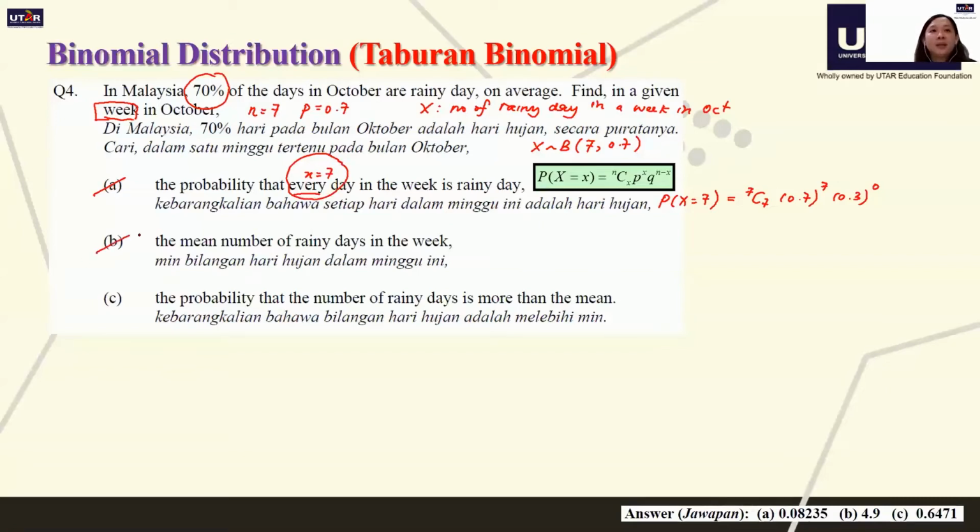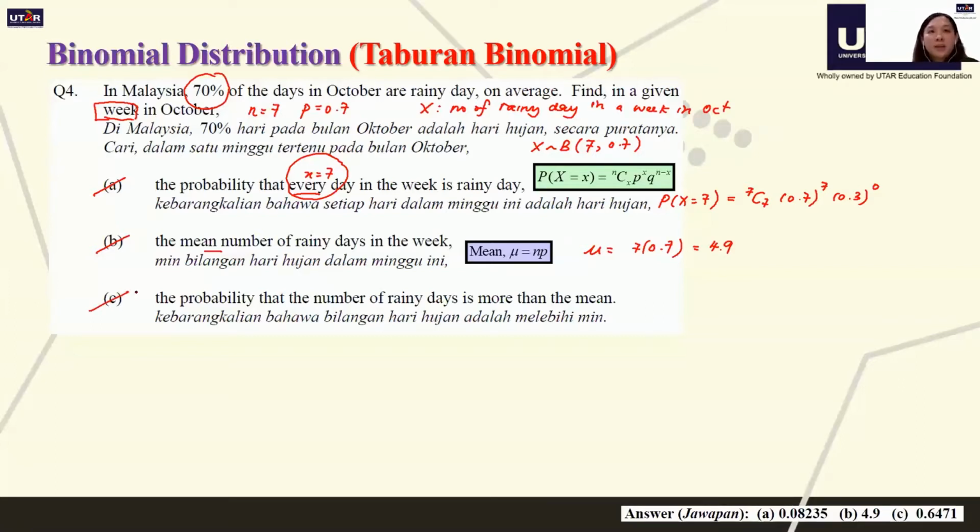Okay, now part B. Find the mean number of rainy days in the week, the mean value. We know that the mean is n multiplied by p, right? So the mean value is 7 multiplied by 0.7. Just take your n multiplied by your p. So 0.7 multiplied by 7 gives you 4.9. Clear cut. Okay, and then part C here.